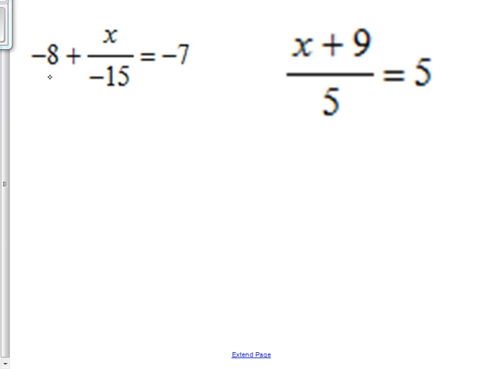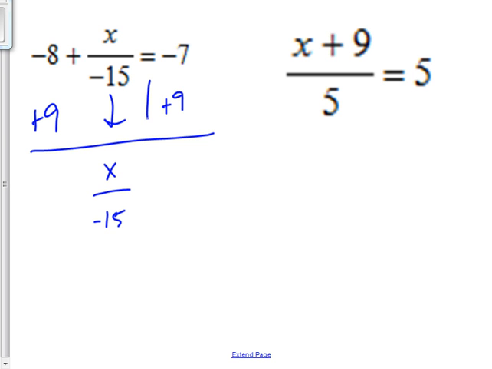So same thing here, nothing new. Let's add 9 to both sides. All right, bring your x divided by negative 15 down, bring our equal sign down, and we're left with 2. Let's go ahead and multiply by negative 15 on both sides.